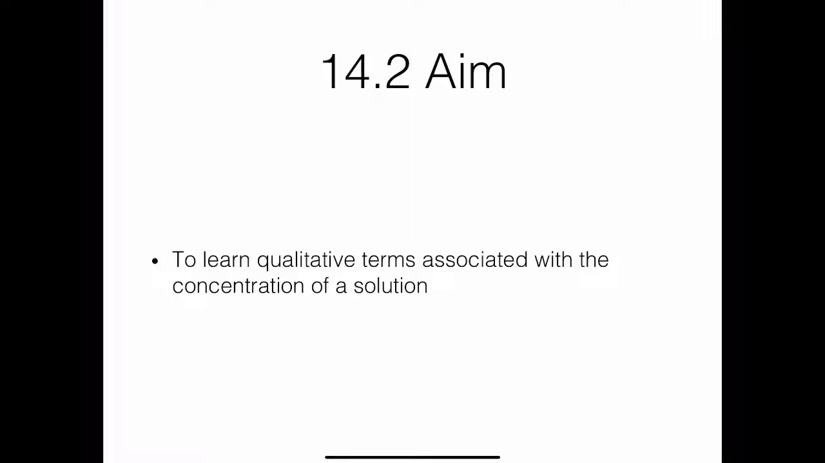In the next section of chapter 14, we're looking at some vocabulary terms to learn qualitative terms associated with the concentration of a solution. Remember, qualitative refers to a quality or to a characteristic rather than having a number associated with it, which would be quantitative. So we are looking at only descriptive terms associated with the concentration of a solution.